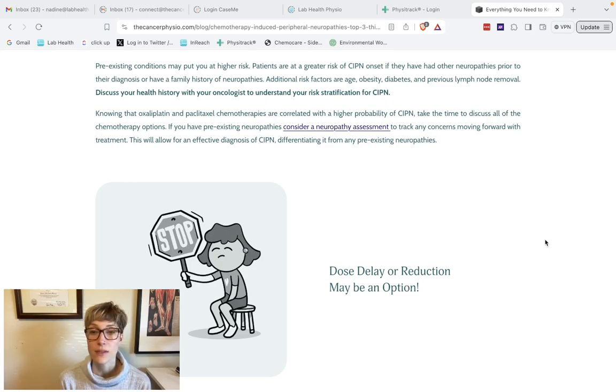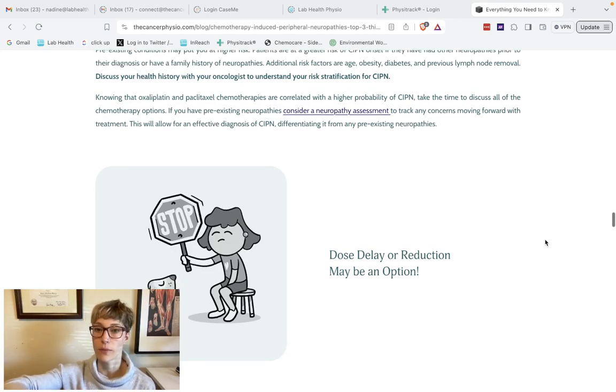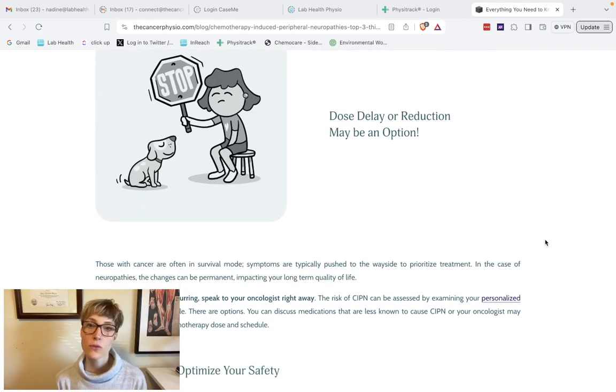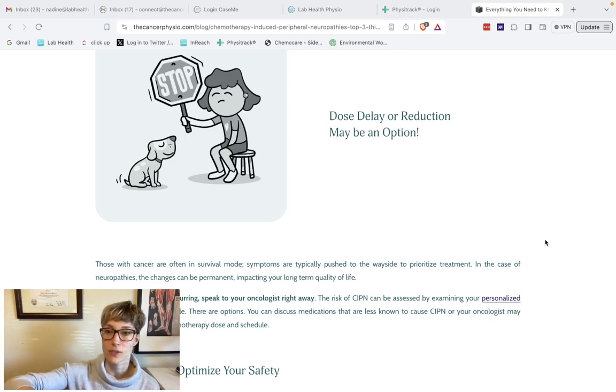Chemotherapy-induced peripheral neuropathies sometimes are irreversible and can occur and be quite severe and over the long term in certain scenarios. So it is really important to speak up if you're having symptoms right away and discuss that with your medical oncologist. One of the recent systematic reviews really did state that dose delay or reduction in chemo was one of the most effective interventions in chemotherapy-induced peripheral neuropathy prevention and management. So it is something I think that patients need to know. Yes, you're in survival mode, but feel free to speak up.